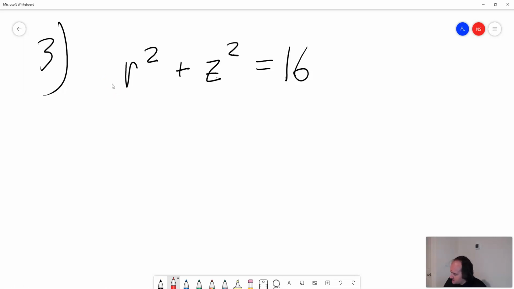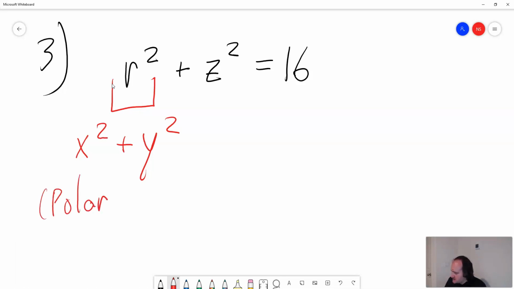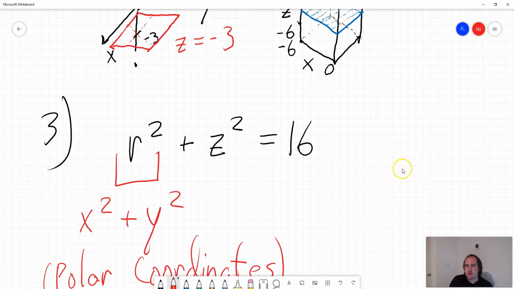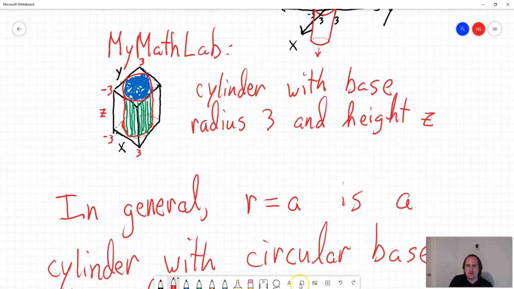Okay, so that's the trick here. So r squared is actually x squared plus y squared. And again, that's from polar coordinates. And that's a topic that hopefully you remember from earlier courses. But if you don't remember it, you can brush up on it. Polar coordinates is basically all that's happening in these cylindrical drawings.